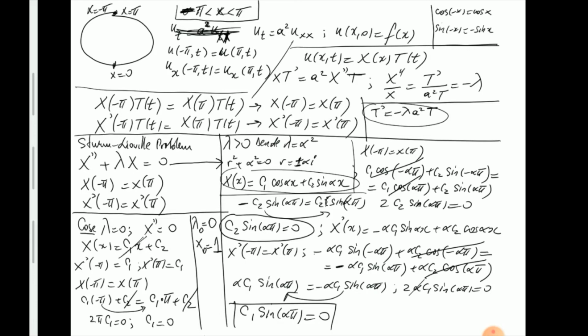But keep in mind, at this point, we concluded that if lambda is greater than 0, if we're looking for a positive eigenvalue, then the resulting solution, the eigenfunction, is a combination of cosine and sine, and it must satisfy this condition: C2 sine equals 0, C1 sine of alpha pi equals 0. So let's analyze on the next page what this actually means in my case.